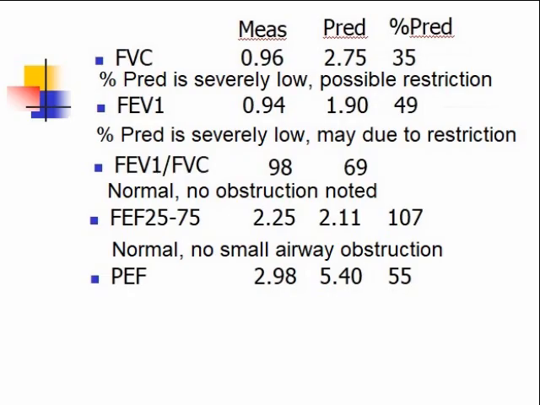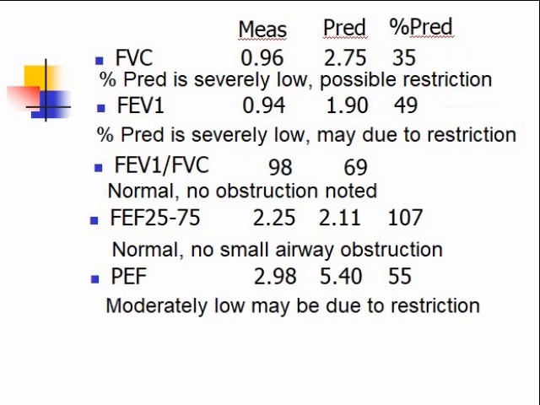Now, the last one is to look at peak flow, the PEF. The PEF is low, moderately low. This may be due to the fact that there probably is a restrictive lung disorder. And when that happens, you don't get to fill your lungs as fully as necessary, so you don't have enough to blow out fast and quickly, and thus it makes your peak flow a little bit lower.